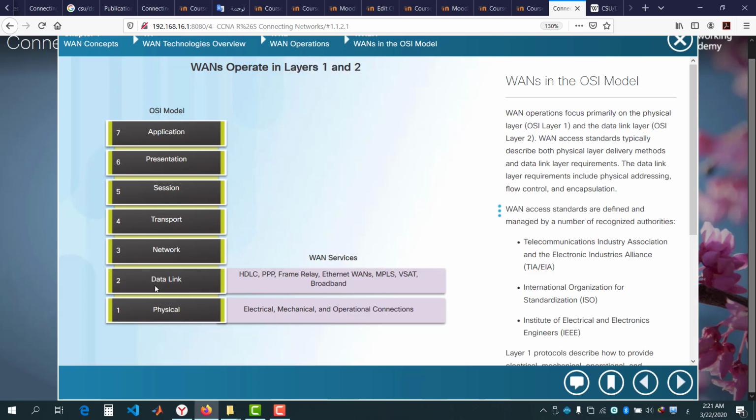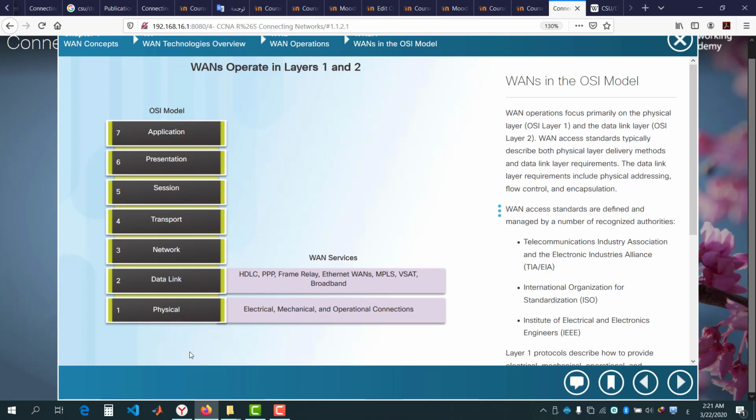As you can see, there are the 7 layers of the OSI model, starting from the physical layer, data link layer, network layer, transport layer, session layer, presentation layer, and application layer. We discussed these layers before in the first semester of CCNA, which is called Introduction to Networks, but we took them from the perspective of the LAN. Here we will discuss the same layers from the perspective of WAN.